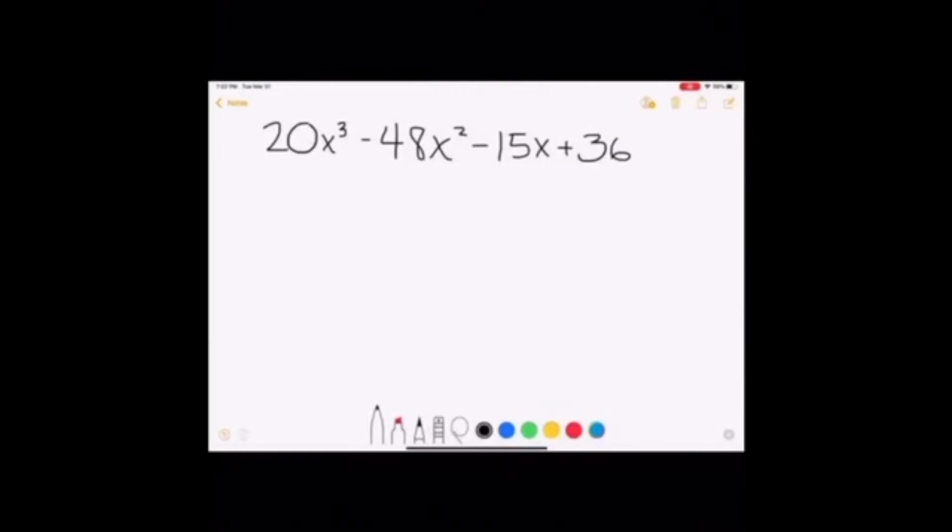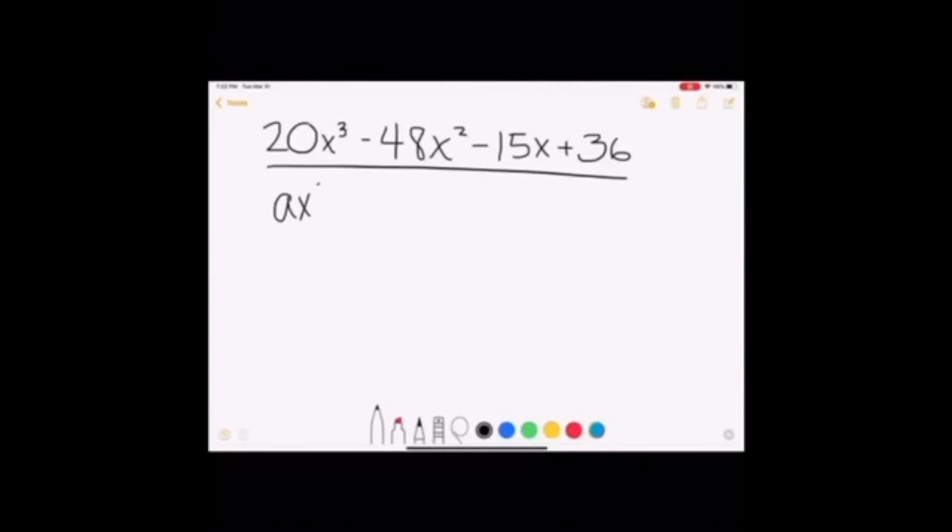Today we're going to be working out a problem with factoring by grouping polynomials. Our equation is 20x cubed minus 48x squared minus 15x plus 36. Now the first thing we want to do is write it out in a simple form.